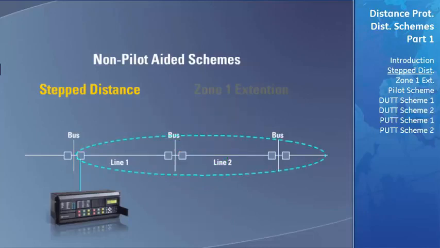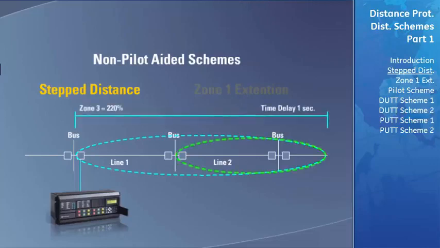The third zone of protection is set to overreach past the end of the second adjacent transmission line. This third zone is used to act as a backup for that next adjacent transmission line in case the protection on that transmission line fails. For this reason, Zone 3 is usually set to extend to the same point as Zone number 2 of the adjacent transmission line, so a setting of 220% of the impedance of its own transmission line is often selected if Line 1 and Line 2's impedances are the same.